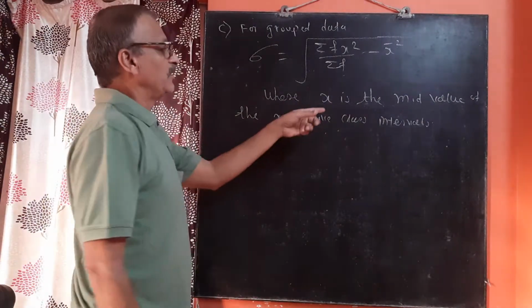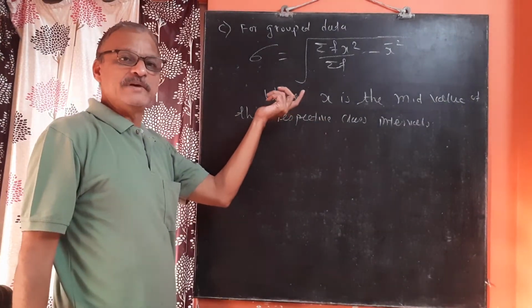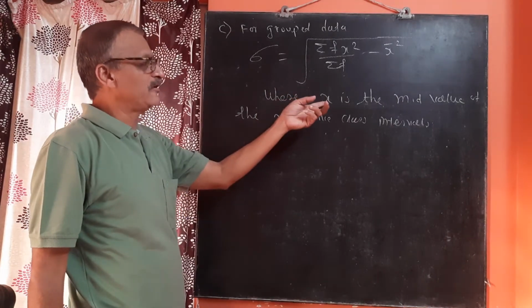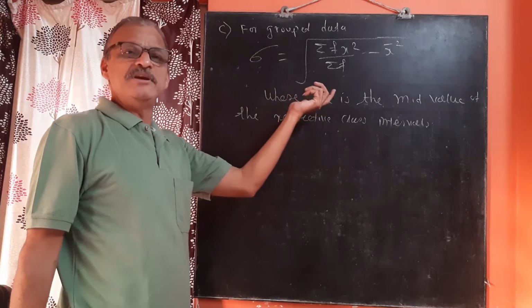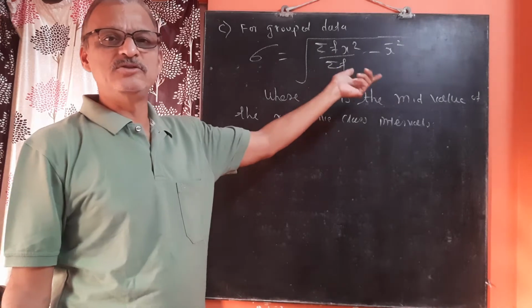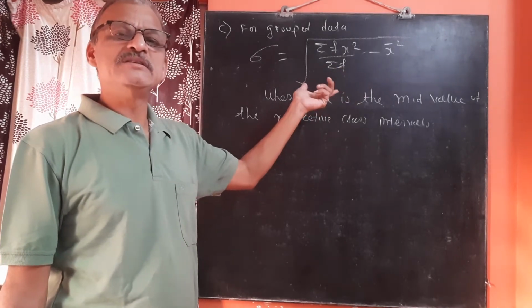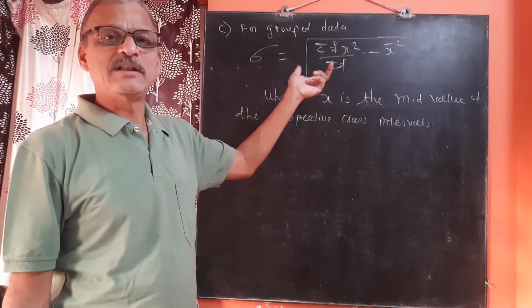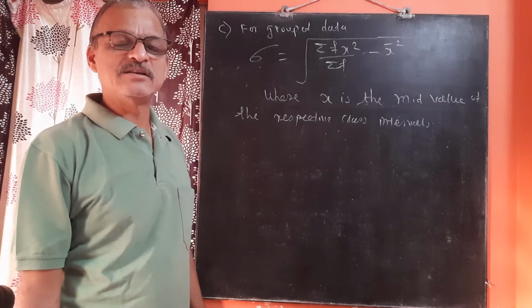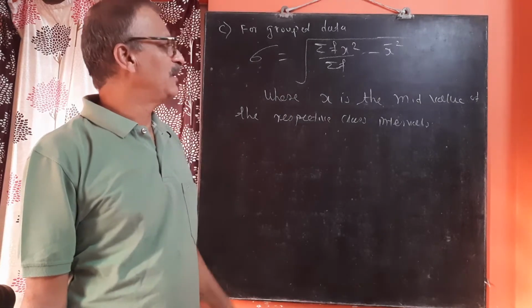Yesterday we have taken x as the given values, x was directly given. Here we have to first find out the value of x, that is the mid value of that one. That means L1 plus L2 divided by 2. L1 means lower limit of that class interval, L2 means the upper limit of the class interval. So L1 plus L2 divided by 2.